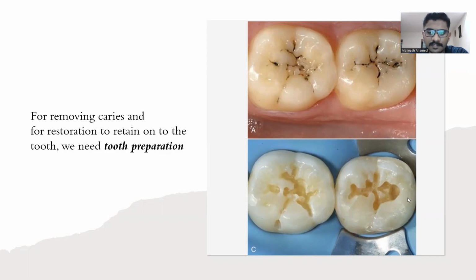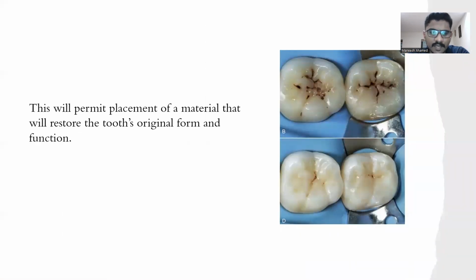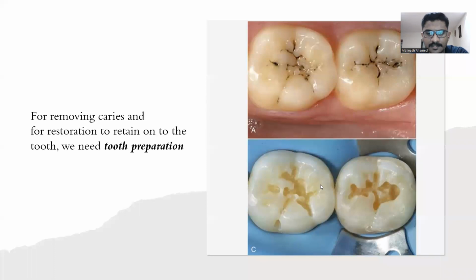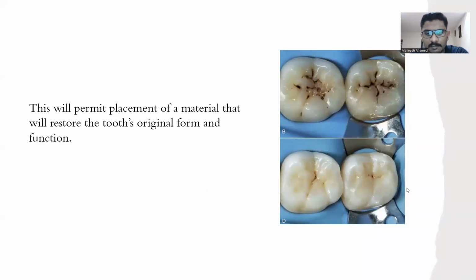So basically, this procedure is known as cavity preparation or tooth preparation. This cavity preparation will permit placement of a material that will restore the tooth's original form and function. As you can see in this picture, the defective tooth structure is completely replaced with another material that harmoniously replaces the normal form of the tooth. For this to happen, we need tooth preparation. So that is the aim of tooth preparation.